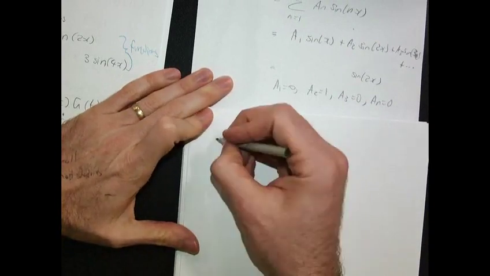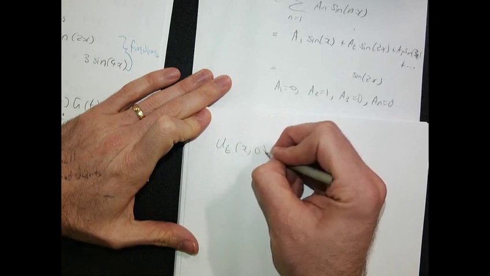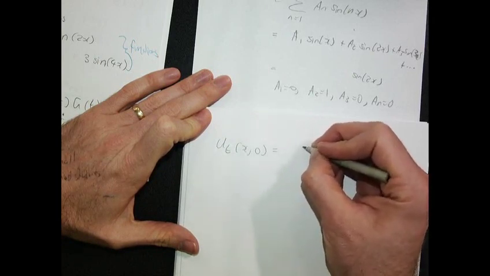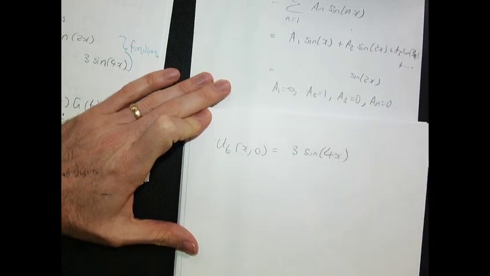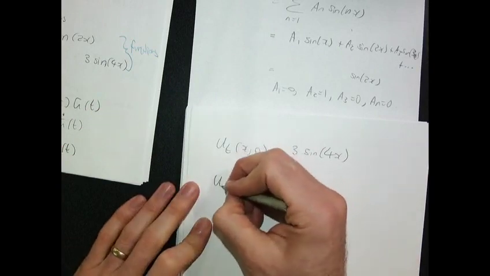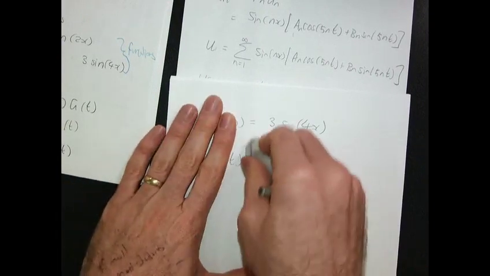Okay. The other initial condition was that u sub t, x, 0, is 3 sine 4x. So let's see. I'm going to go back to my original expression for u, and I'm going to have to differentiate it with respect to t. I'm going to need a bit more space.